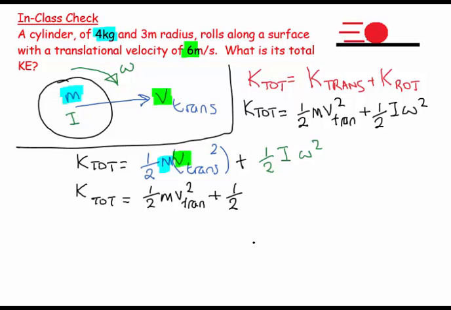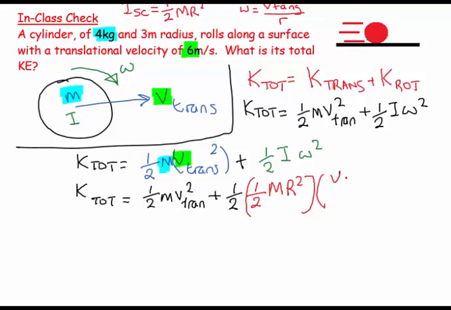Now, this is a solid cylinder. I know that the moment of inertia of a solid cylinder is 1/2 m r squared. I learned that before. So let's make a note of that: I for a solid cylinder equals 1/2 m r squared. And then the other thing I need to do is convert my omega, and my omega is equal to v tangential over r. Remember that from before?